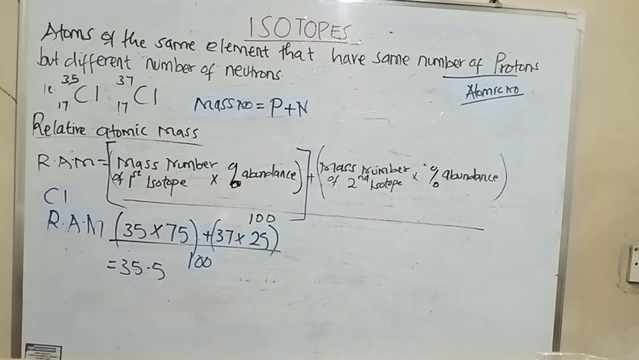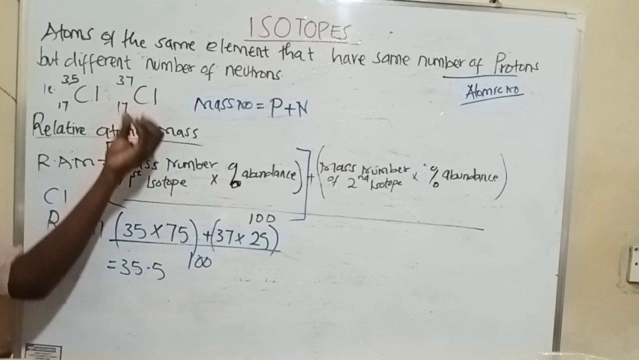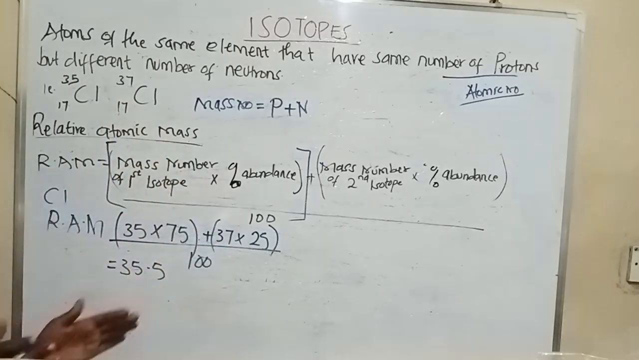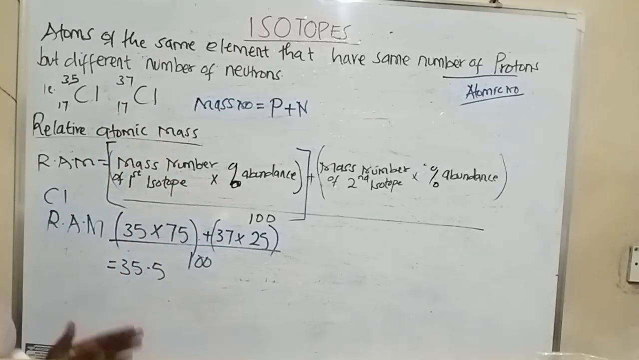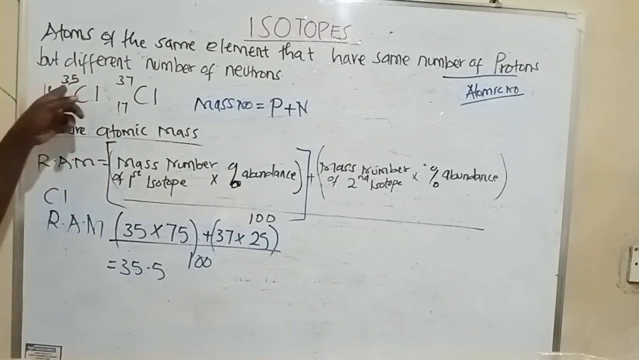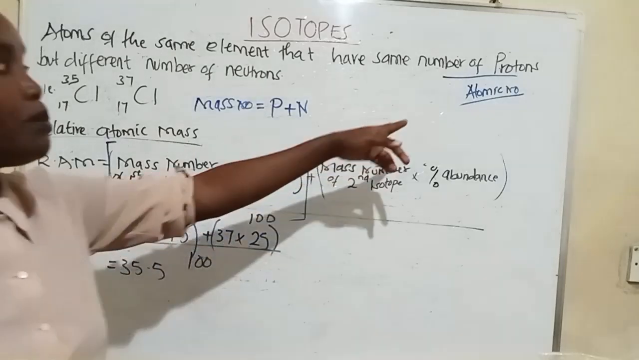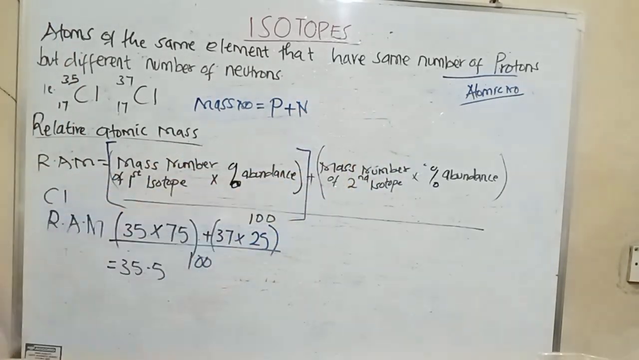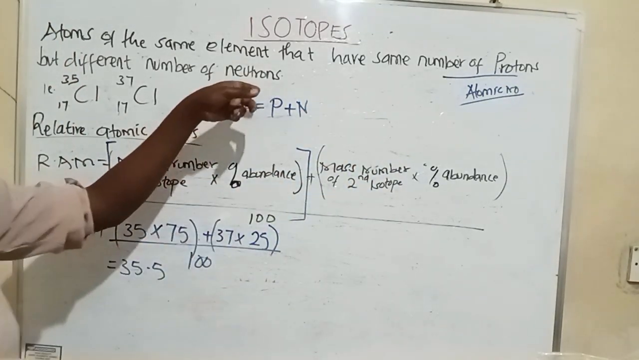And in summary, we have said an isotope is a different version of the same element, and this affects the mass number because you have the same atomic number, or the same number of protons, but a different number of neutrons.